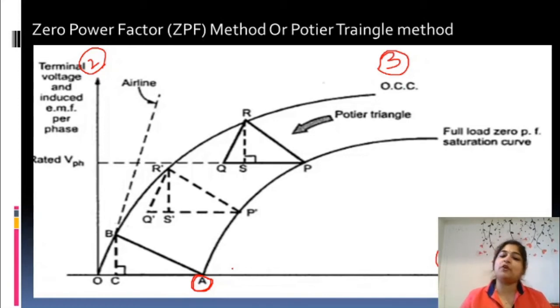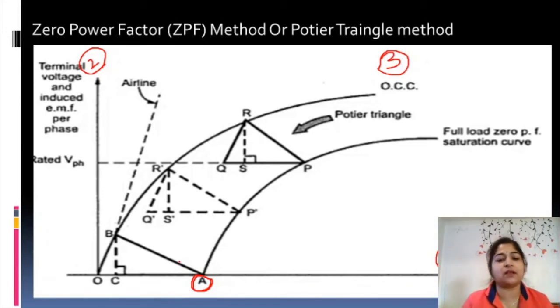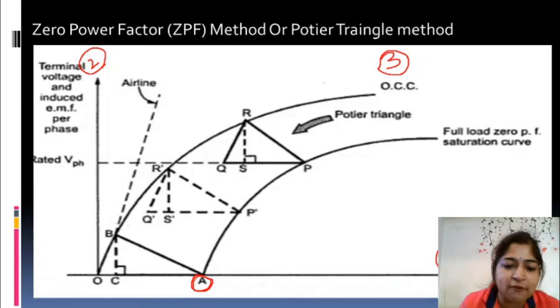So now we will refer to the short circuit data, and we will get the value of IF which gives us rated current. It means the IF value corresponding to rated current. Suppose we get 0.4 ampere as the field current for which we get rated current. So at that particular IF value, you will locate this point A. Locating point A will be our fourth step.